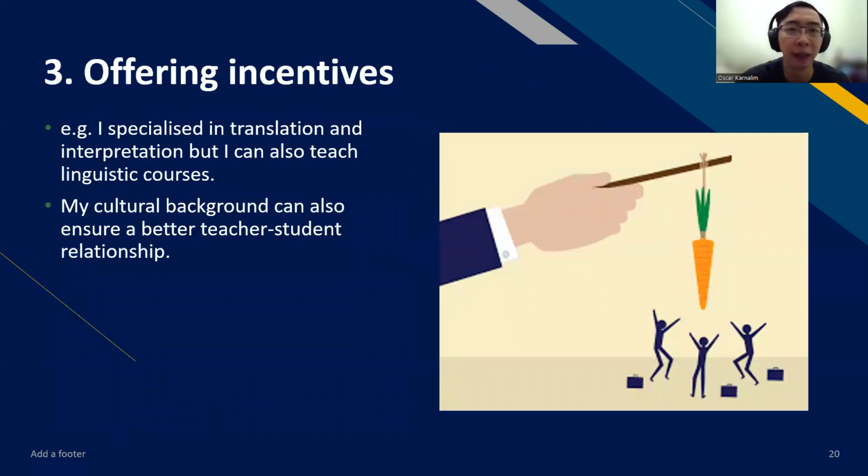The third one is offering incentives. This is more like additional benefits that you can offer instead of those written in the job requirements. So for example, I specialize in translation and interpretation, but I can also teach linguistic courses, which is a plus. Another thing, for example, my cultural background can also ensure a better teacher-student relationship. So it is like additional benefits that the job doesn't require, but you can give them as a bonus.